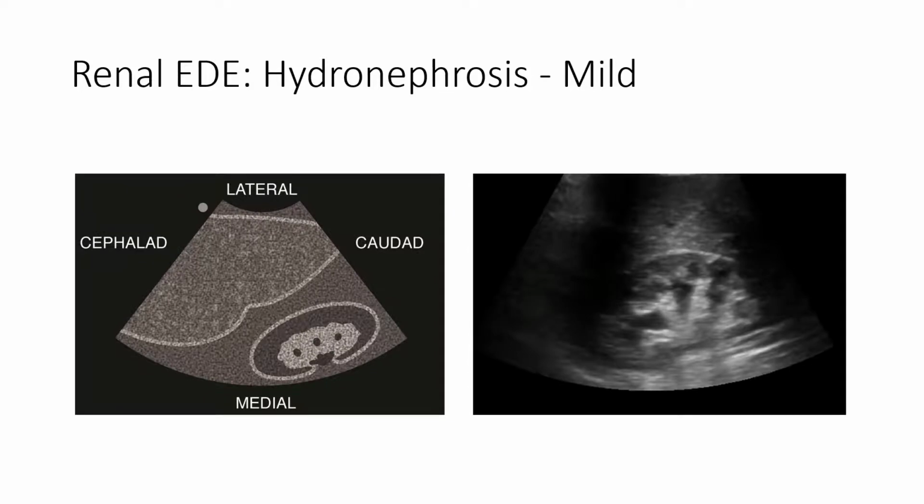Here is what mild hydro looks like. Most positive scans will show mild hydro. The calyces are starting to dilate, but during the sweep there is either no connection seen between calyces or only a thin black line that connects them. If you are ever uncertain about whether mild hydro is present or not, just scan the other kidney to compare. If both kidneys look the same, the scan is normal, but if they are different, then mild hydro is present.